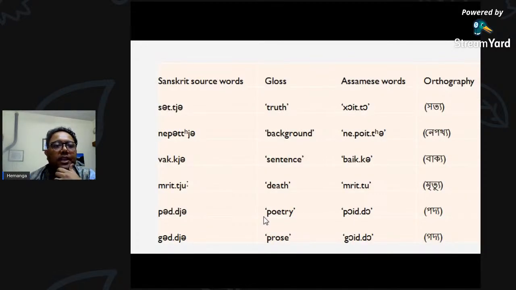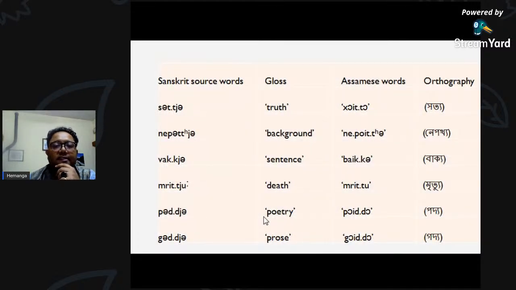Let's see what is happening whenever there is the ya sound. Satya in Assamese becomes Hatta. Nepatya becomes Nepatya. Vakya becomes Vaikya. Mrityu becomes Mrityu. Padya becomes Padya. Gatya becomes Gatya. In mostly the colloquial uses, we don't use it. So what is happening? The ya is dropped, and as a kind of metathesis, e is added. Like Hatya becomes Hatta. Hatta কথা কোৱা. So ya turns into e. This is a kind of pattern you can see.